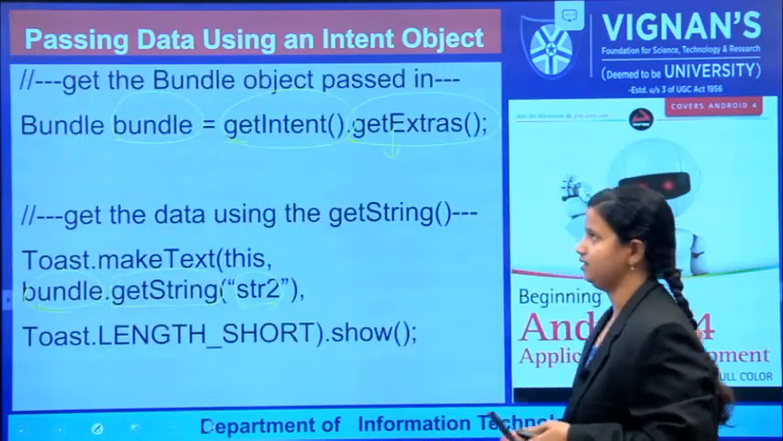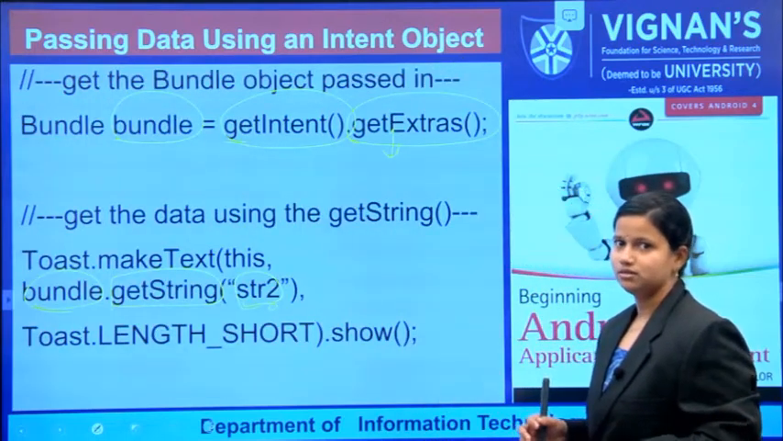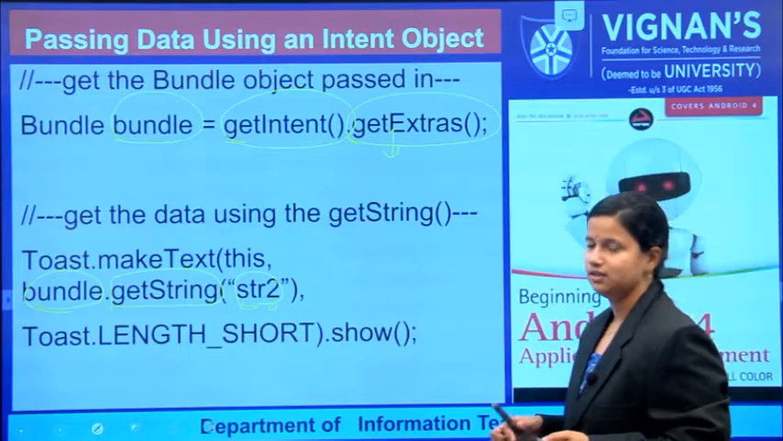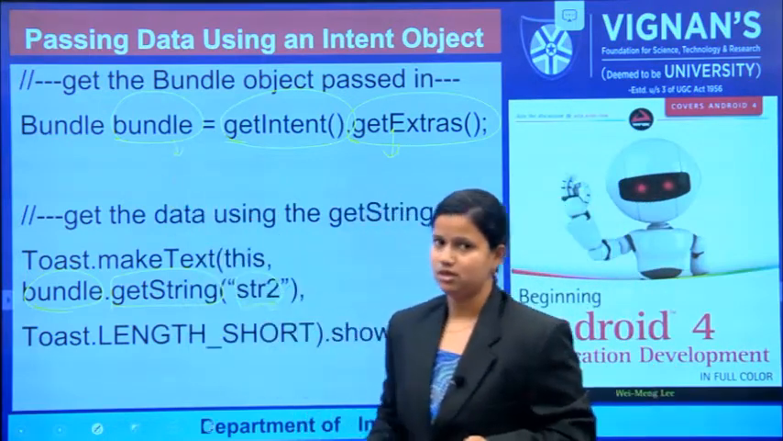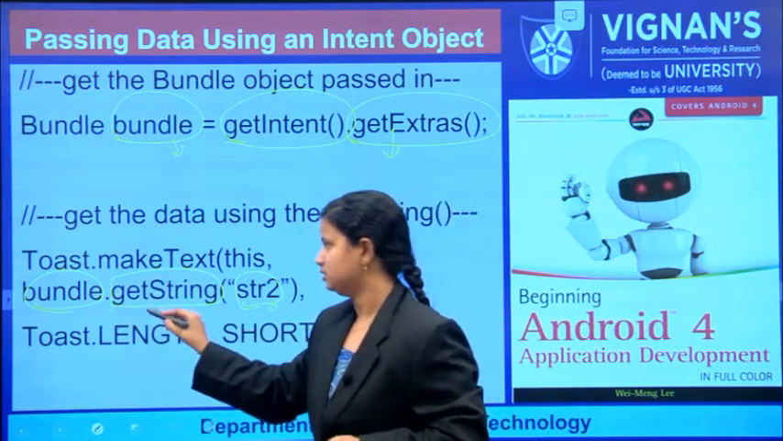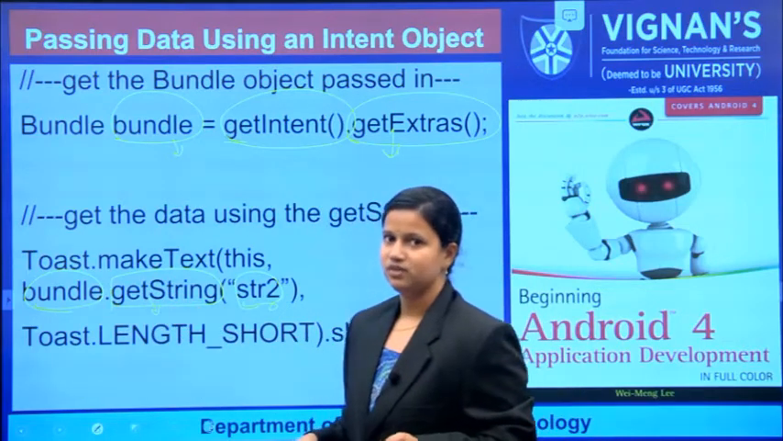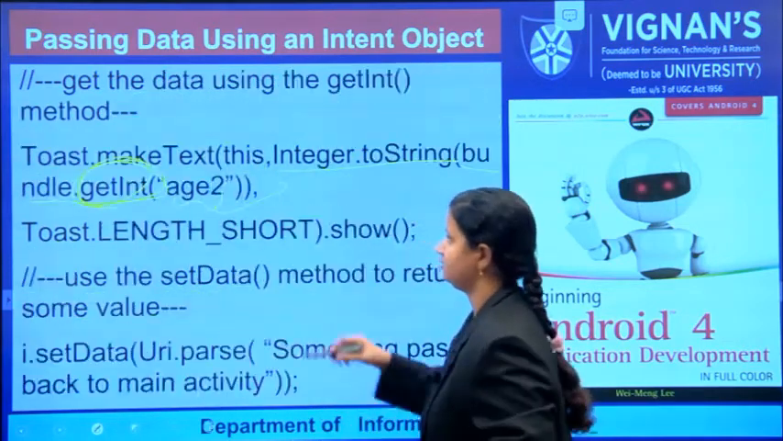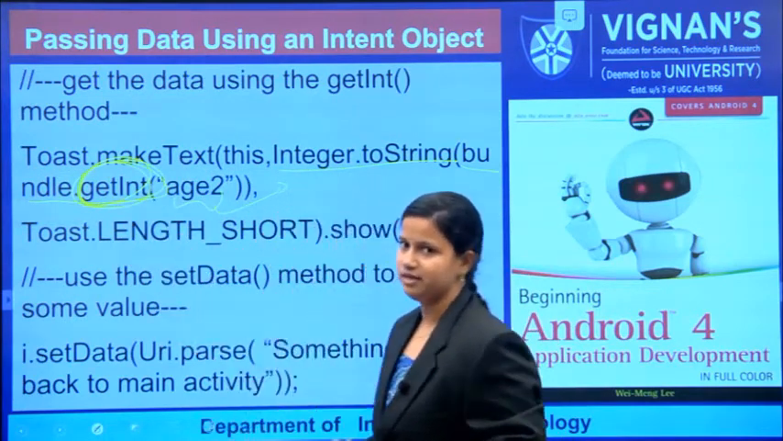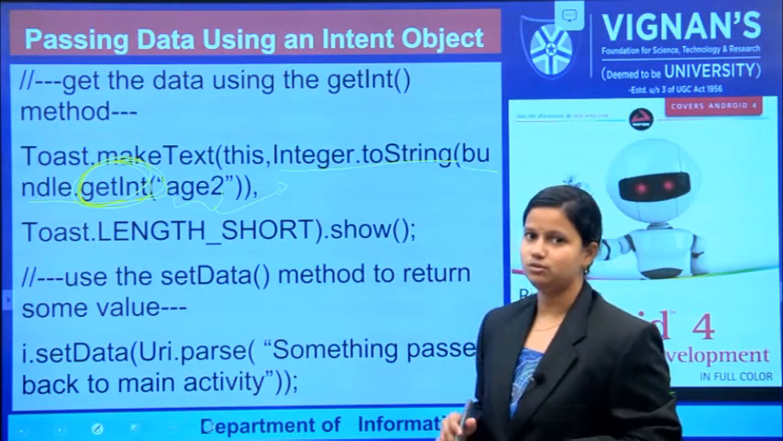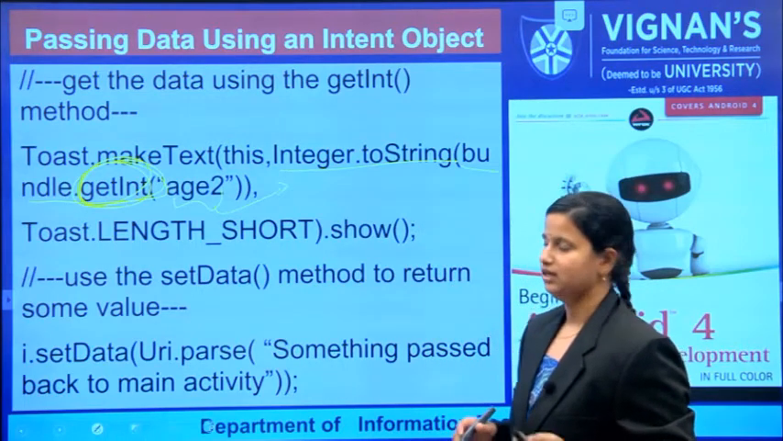And the second thing is putExtras. How do we get the data? How do we retrieve the data? First of all, we have to create a Bundle object. From that Bundle object, we call bundle.getString for the string, and bundle.getInt for the integer values. These are the two ways we retrieve the information.